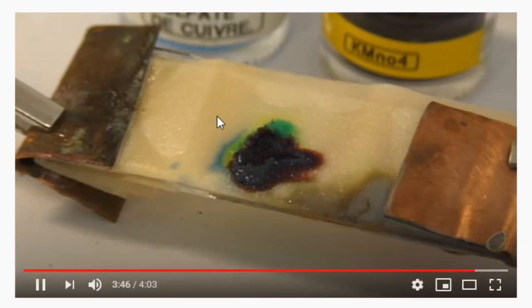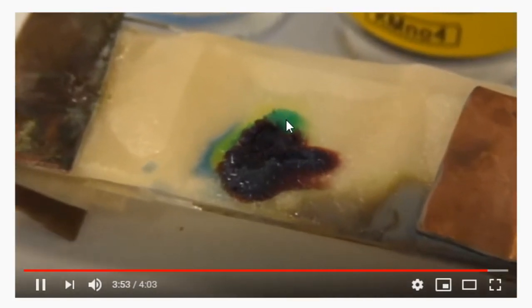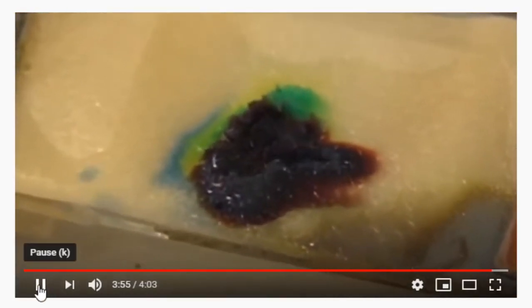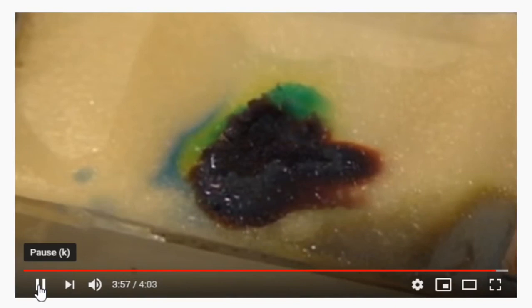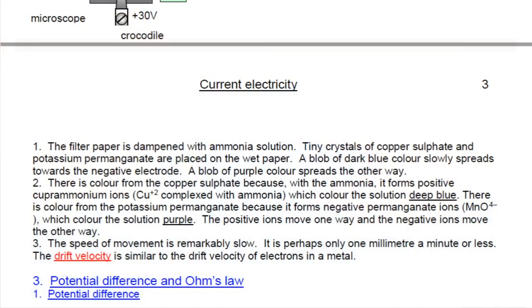Right, so after some time, this is what we get. We get the deep blue solution going like that. It's slightly changed from the color that we had here. Okay, so there we are. We've shown the drift velocity of ions in this experiment. Please let me know in the comments if you want further clarification on any part of this topic that I was looking at.